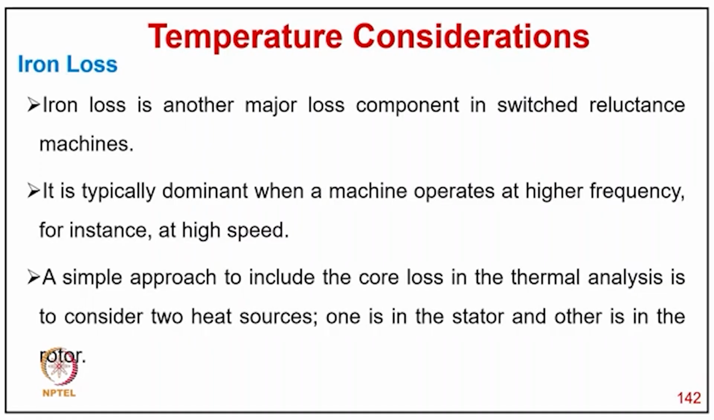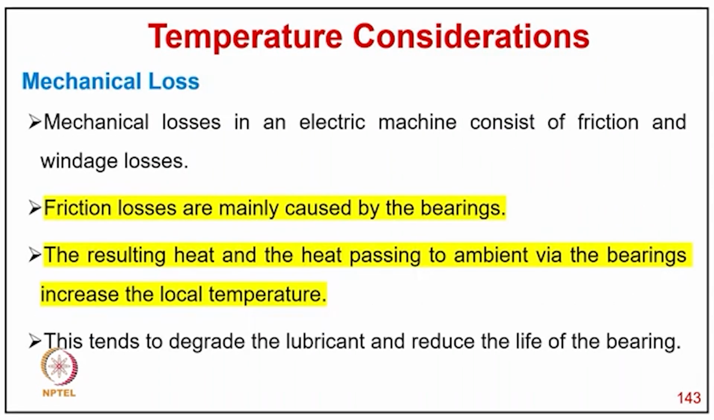So it is typically dominant when the machine operates at a higher frequency, for instance at a higher speed. A simple approach to include the core loss in thermal analysis is to consider two heat sources. One is the stator and another is the rotor.